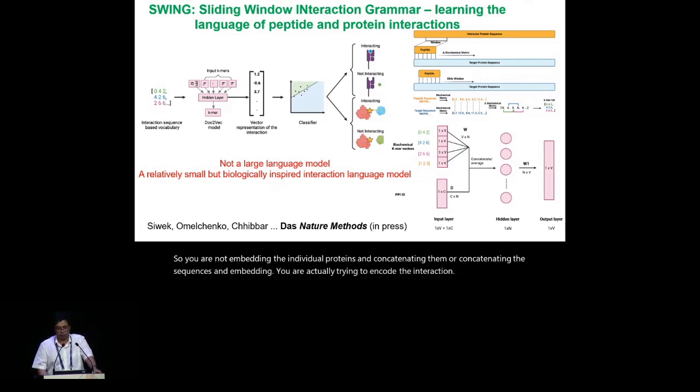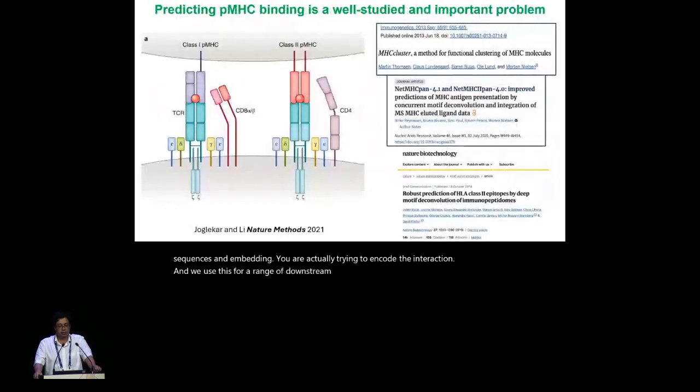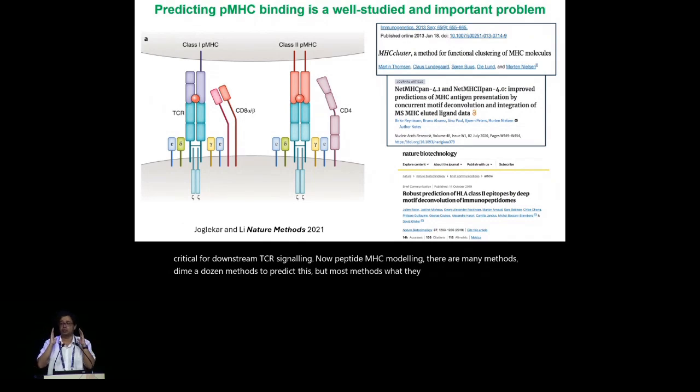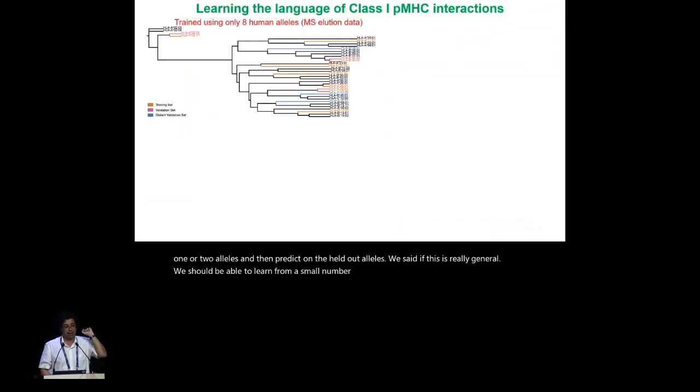And we use this for a range of downstream cases. The first being looking at peptide MHC binding. As immunologists, this is a very well-studied and important problem. This is obviously critical for downstream TCR signaling. Now, peptide MHC modeling, there are many methods, a dime a dozen, to predict this. But most methods take all except one or two alleles and then predict on the held-out alleles. We said if this is really generalizable, we should be able to learn from a small number of alleles. So for class 1 pMHC interactions, we trained the model using only 8 human alleles.